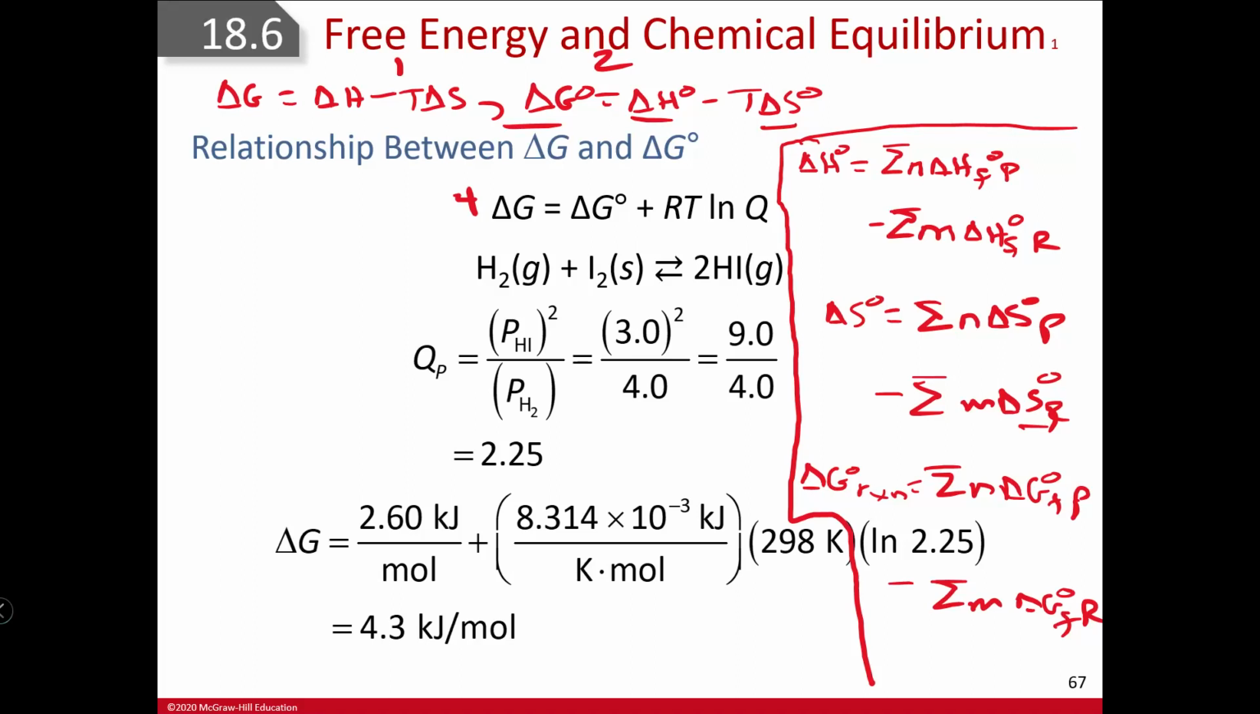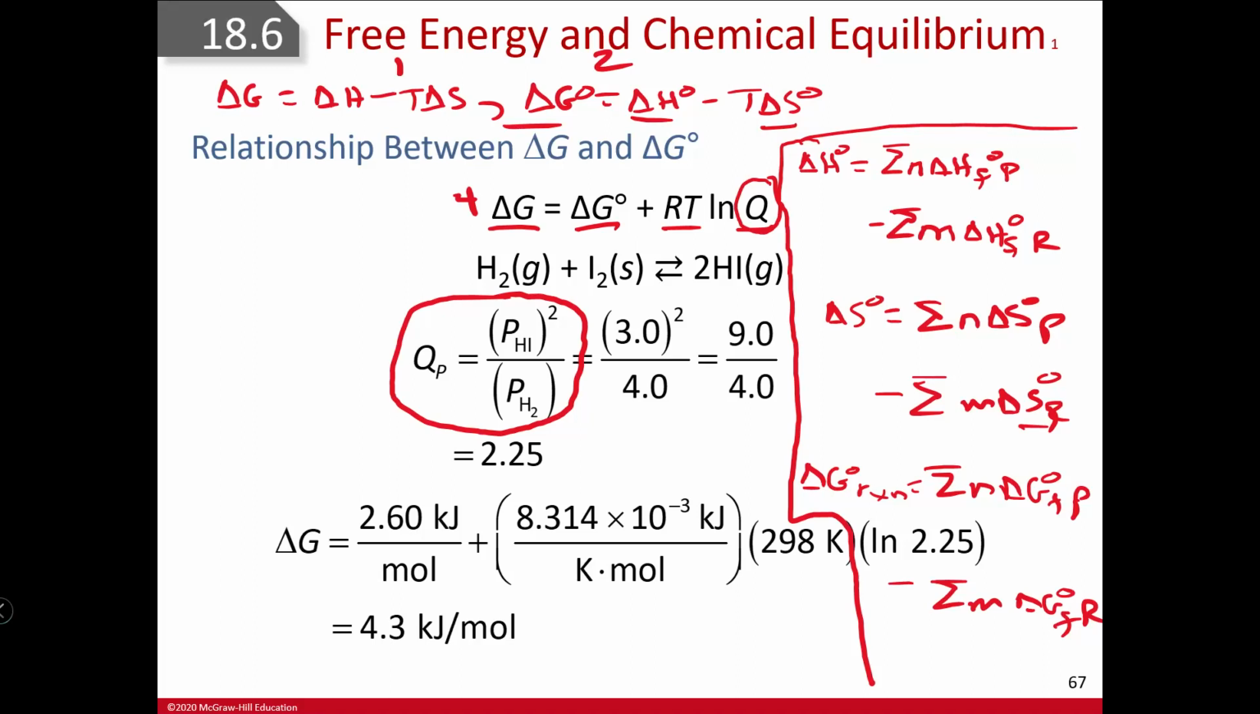So here we have non-standard conditions Gibbs free energy is equal to standard Gibbs free energy plus RT ln of Q. And you know what Q is. We've seen that over and over in equilibrium. That's the reaction quotient. So the reaction quotient always looks just like the equilibrium expression, although it's non-equilibrium conditions, it's initial conditions.